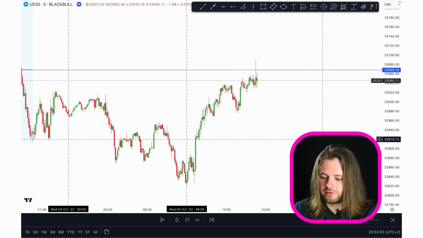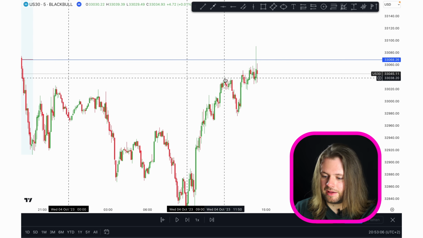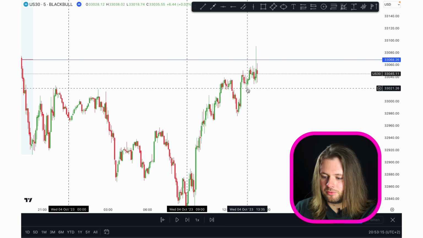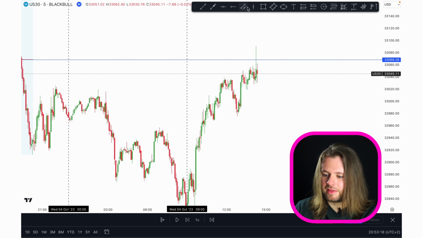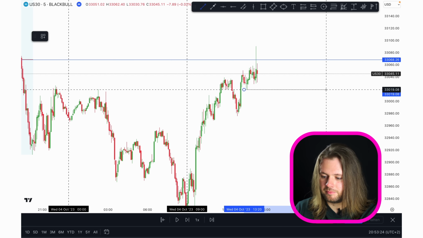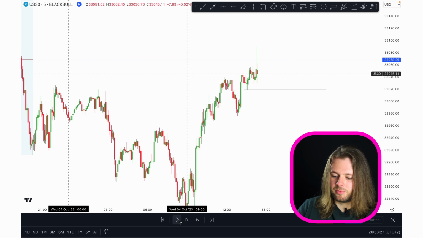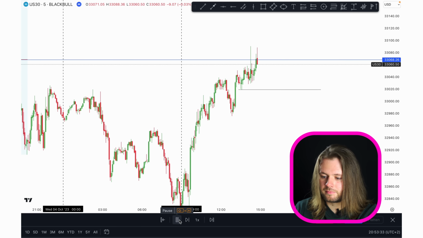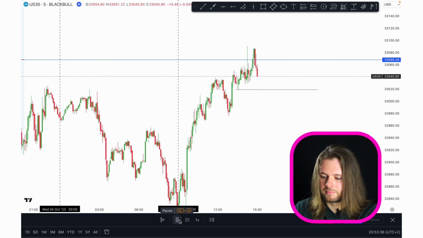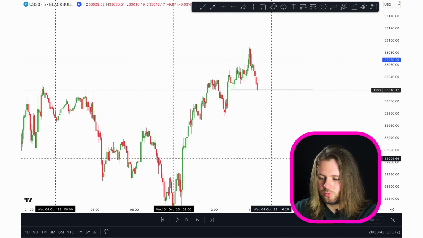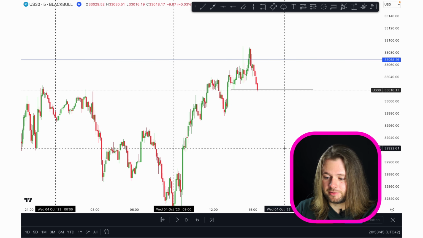So reading market structure appropriately, we can see that we had a high here, price came down, we had a break of structure causing a new low there. Price came down, we had another break of structure, meaning that the level we are looking for to be broken at this moment would be right here. Let's see what happens. And right there we have our first break of structure.